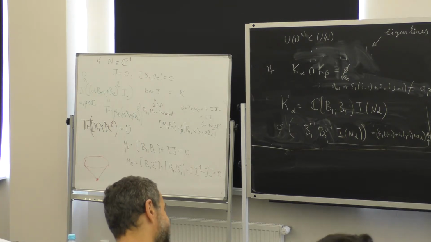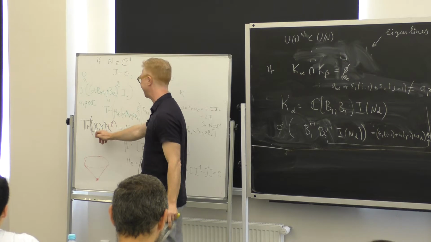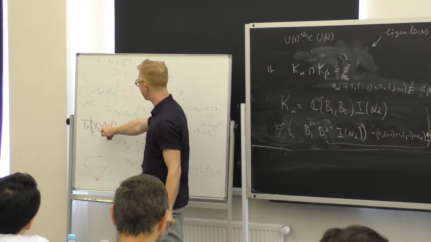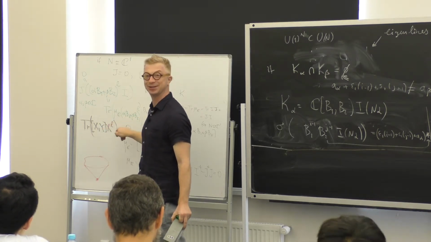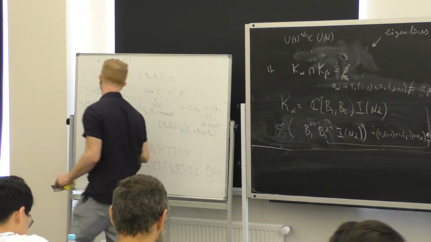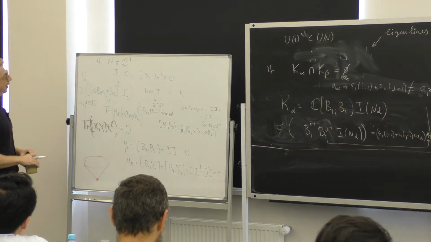So as a representative of people, can you see this identity? That the trace of a commutator x with y times x to the power L is equal to 0. Is it visible? Okay, thank you. All right.